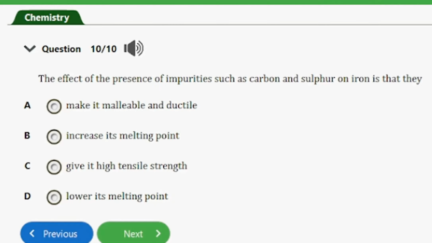The effect of the presence of impurities such as carbon and sulfur on iron is that they A. make it malleable and ductile, B. increase its melting point, C. give it high tensile strength, D. lower its melting point. So guys, the answer to this question is option D here, and that's to lower its melting point. The presence of impurities such as carbon, sulfur, and the rest in iron lowers its melting point. So that's it for this question.